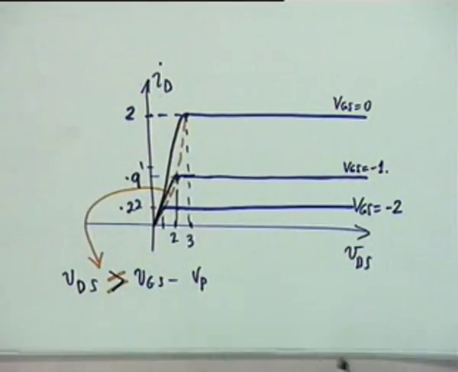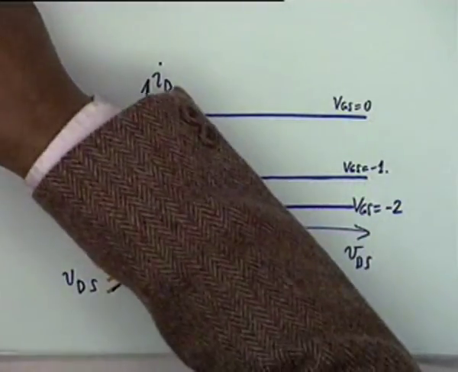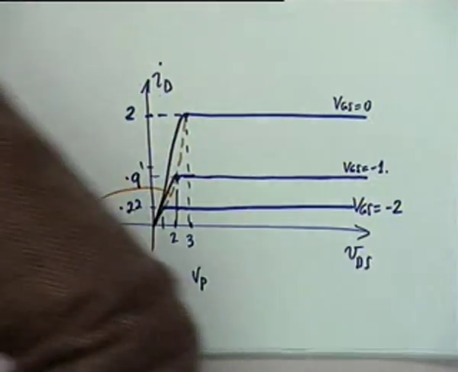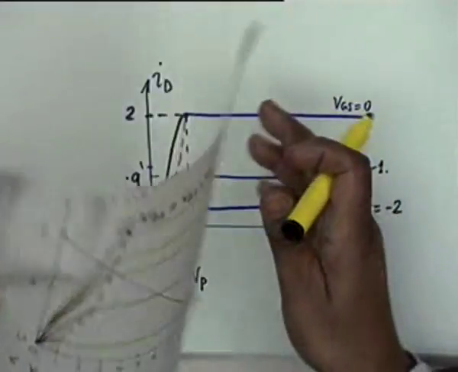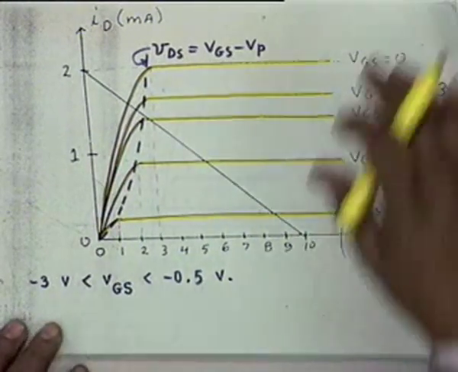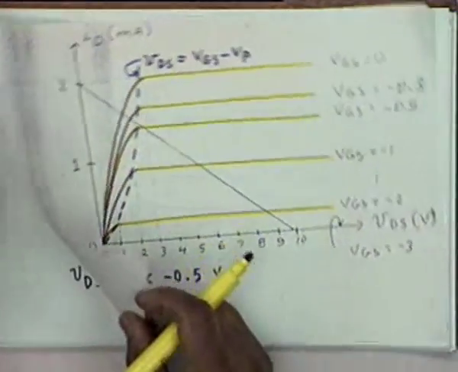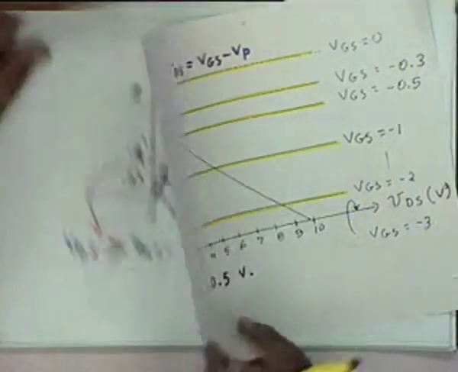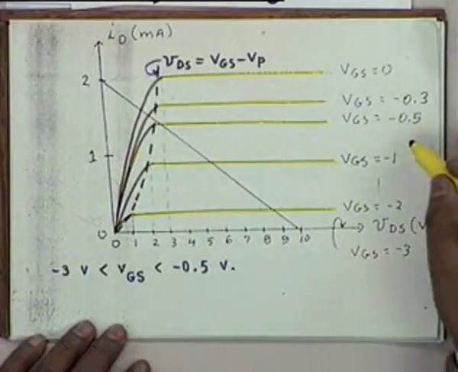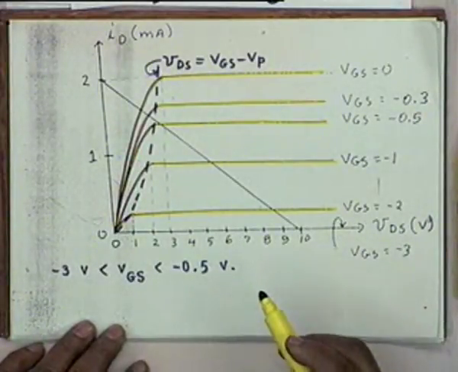Now the total characteristic, which I drew to scale, looks like this. Now you can see, let me take this out. You can see here VGS equal to -0.3 and -0.5 also, okay.